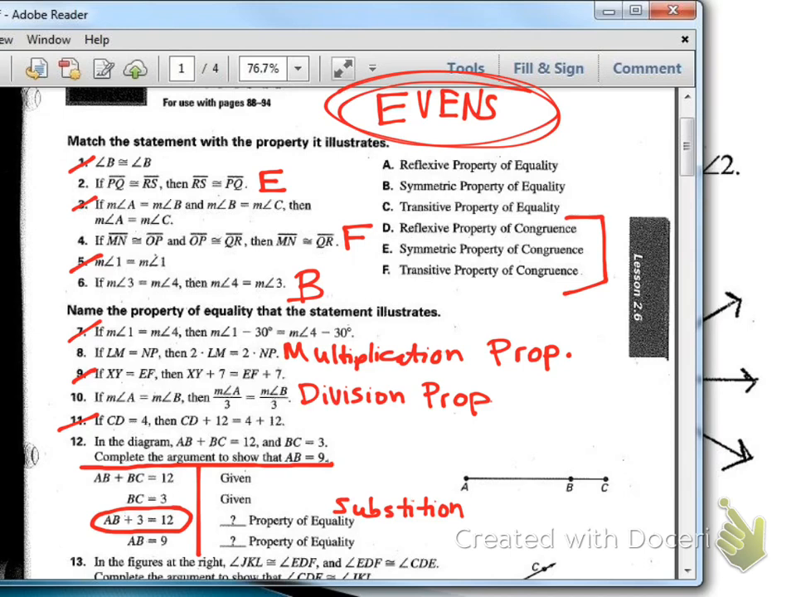Now this one's a little trickier. What did they do between the second to last line and the last line? Like, how did they go from 12 to 9? How did they go from AB plus 3 to AB? What did they do to both sides? Divide. Right? I don't think they divided. They subtracted. Yeah, all they did was subtract 3 from both sides of the equation. So this is the subtraction property of equality.